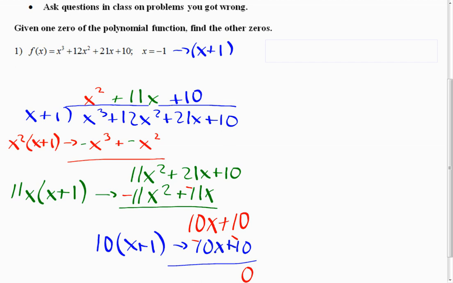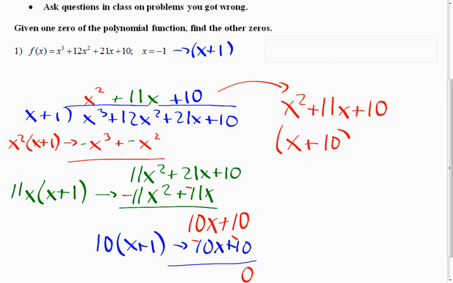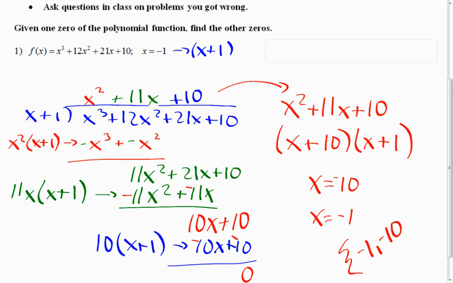Life is good. So now you get to factor this. And this one actually does factor. I'm not going to goof this one up. So that means your other zeros are going to be x equals negative 10 and x equals negative 1. So my final answers, I've got negative 1 from there, negative 10 from there, and actually I have another negative 1 up there too. So there you go.